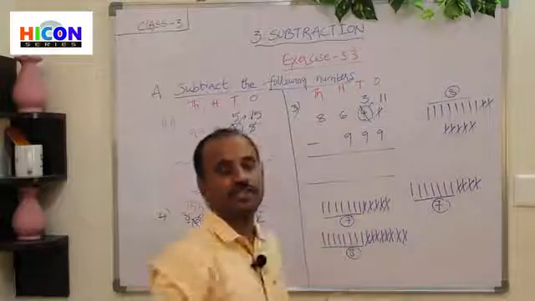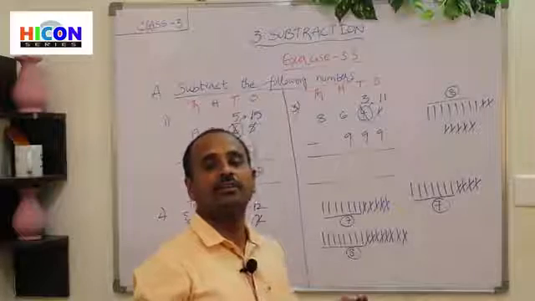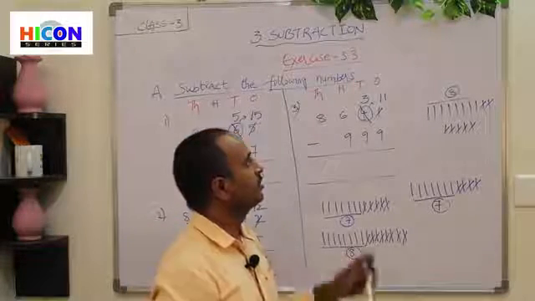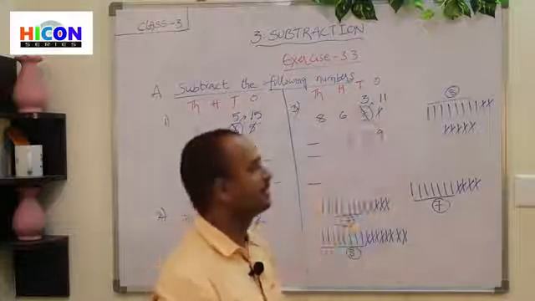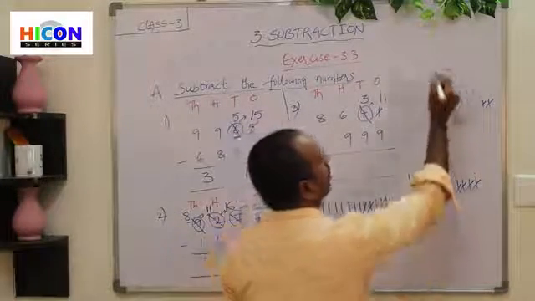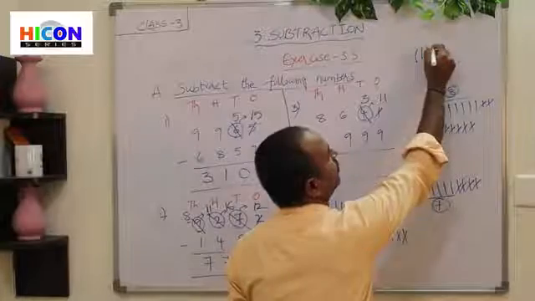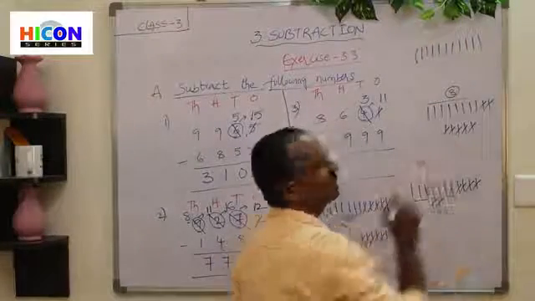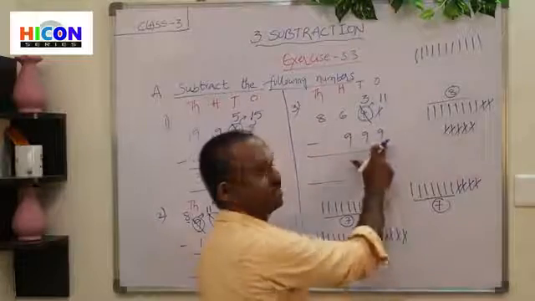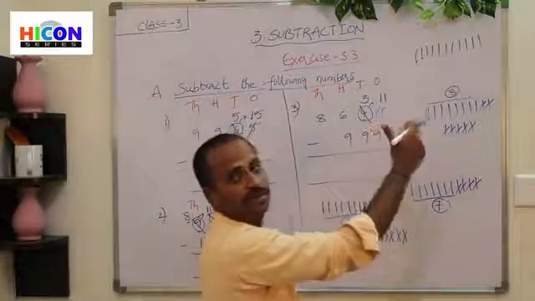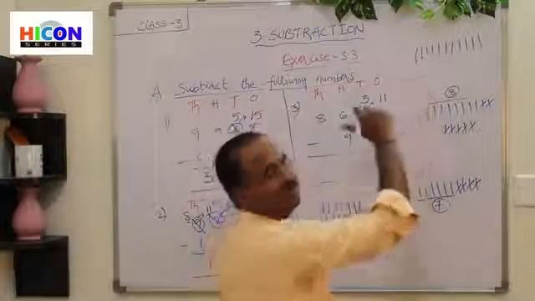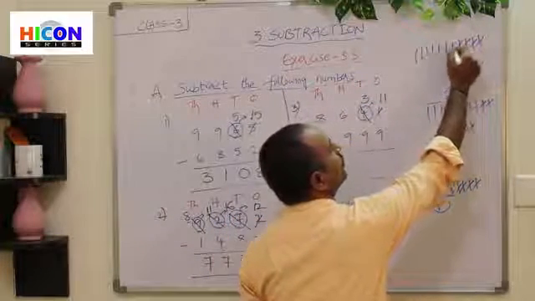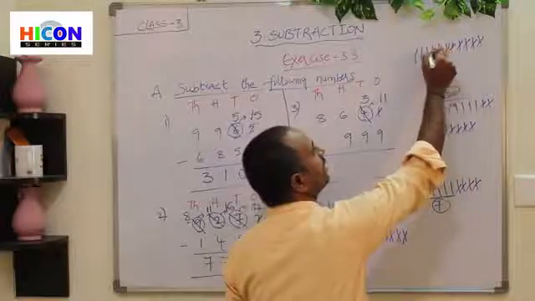So what is the first number here? 11. If the first number is more than 10, we cannot do this subtraction on our fingers because we have only 10 fingers. So now draw 11 lines in your notebook. 1, 2, 3, 4, 5, 6, 7, 8, 9, 10, 11. Next, what is the second number here? 9. So strike off 9 lines among those 11 lines. 1, 2, 3, 4, 5, 6, 7, 8, 9.